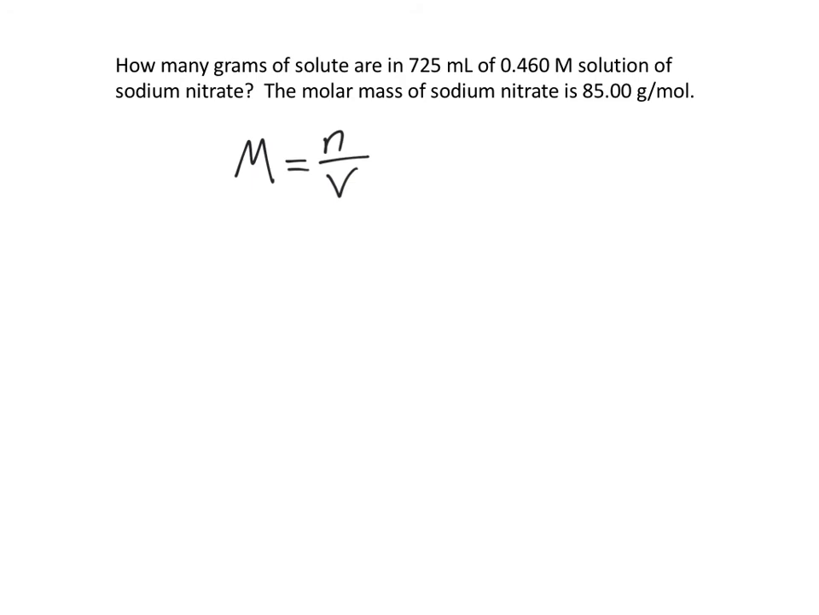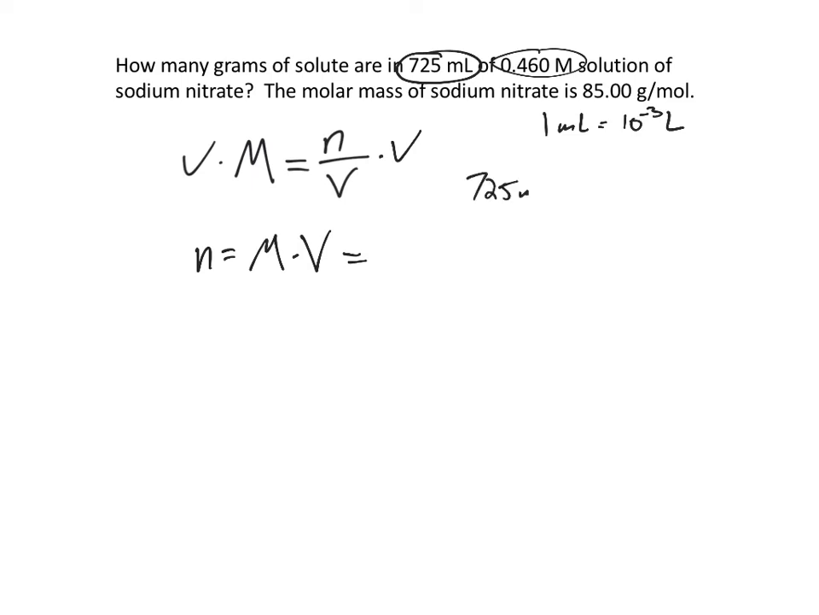All right, so this is one of the instances where I like to rearrange my variables first, right? So I'm solving for moles, so I need to get the moles by itself. So I'm going to multiply both sides by the volume, and so n is equal to M times V. And so now I can go ahead and plug in my numbers, but I have to be careful. I have the molarity as 0.460, but the volume has to be in liters, and they gave me the volume in milliliters, right? And so I know that 1 milliliter is 10 to the minus 3 liters. So if I take my 725 milliliters, I have 0.725 liters.